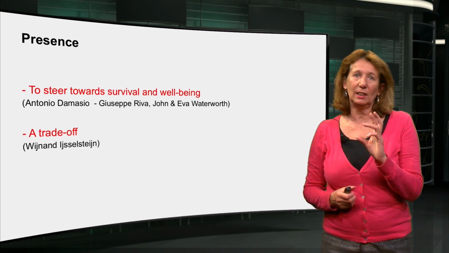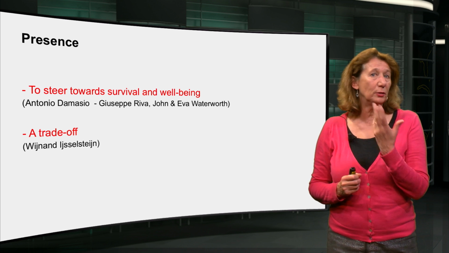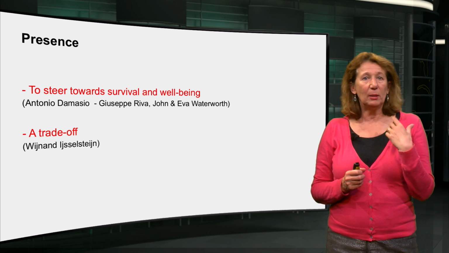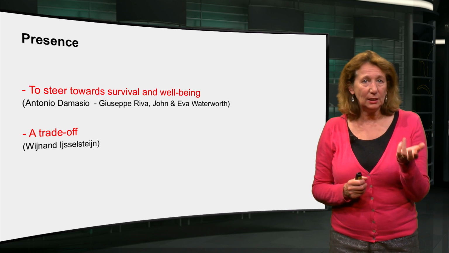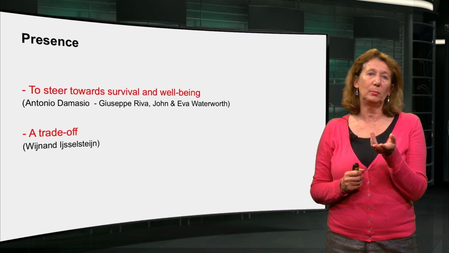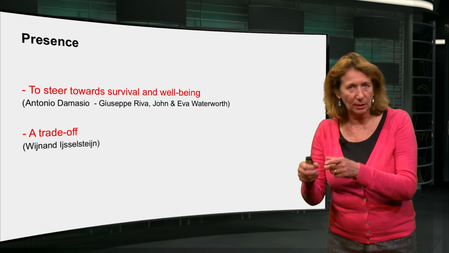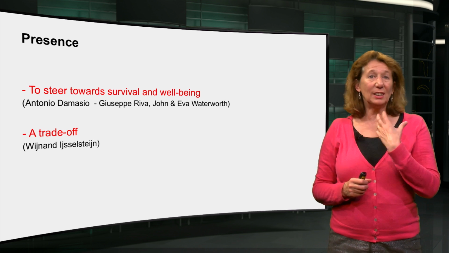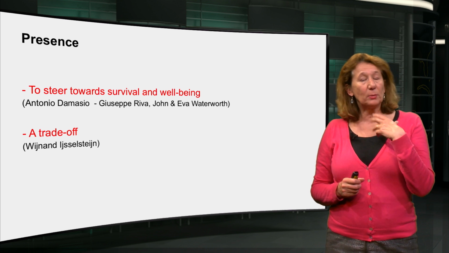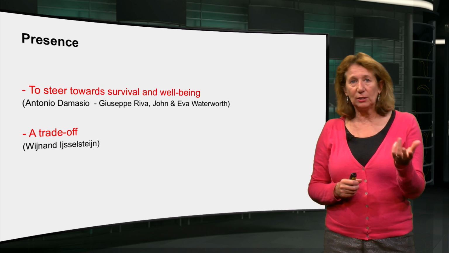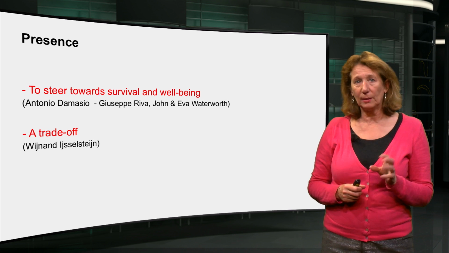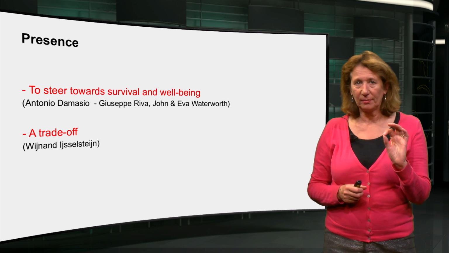So what is essential in this design from the perspective of human beings? Is that we have presence. And presence is the capacity to steer towards survival and well-being. So it's not surviving and well-being, no, it's steering towards those. So it's an action. This work is done by Antonio Damasio, Giuseppe Riva, John and Eva Waterworth, and they build on the work of Spinoza. He calls it the conatus.